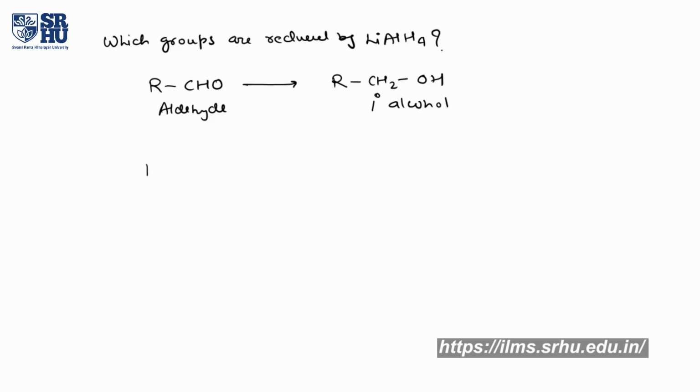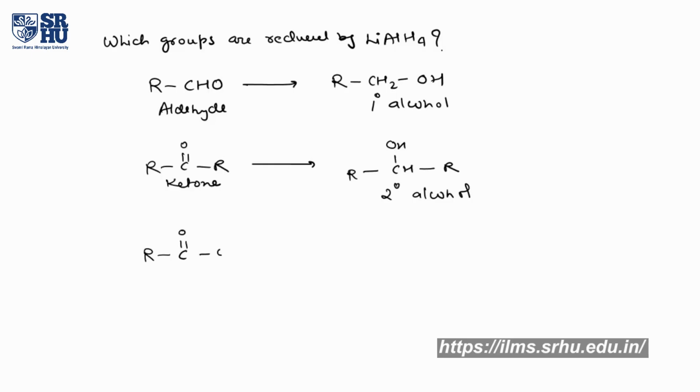Now if you have ketone, it will get reduced by LiAlH4 to a secondary alcohol, so it's a 2 degree alcohol. If you have carboxylic acid, COOH, and you reduce it with LiAlH4, it will get converted into a 1 degree alcohol.